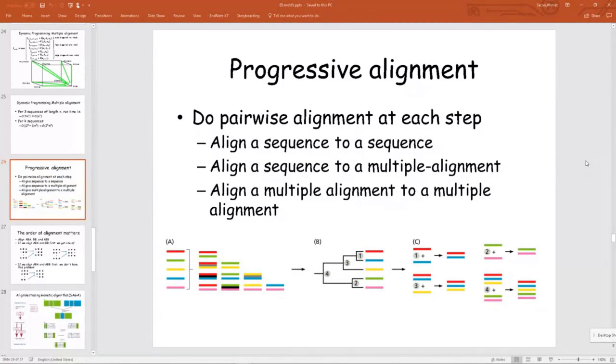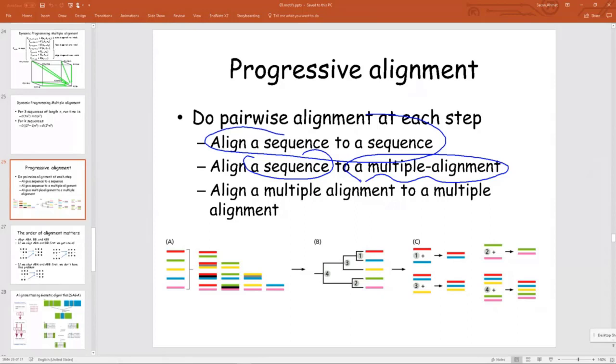Okay. All right. So what we're going to do is in a pairwise alignment, at each step, we can align a sequence to another sequence in the input. We can align a sequence to a group of sequence alignments. Okay. So we can have a smaller number of sequences already aligned. Then we can align a new sequence to that multiple alignment.